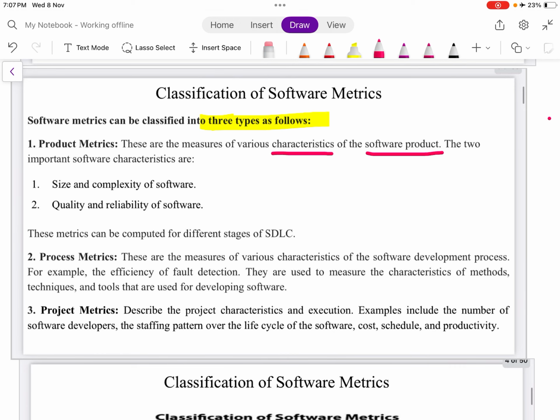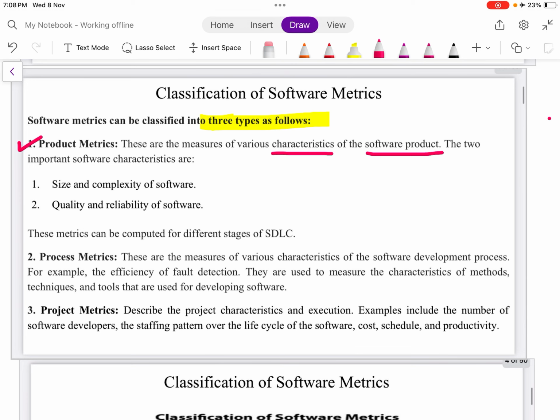What is the size of the software? How complex is the software? What is the quality of the software? And how much is it reliable? These metrics are computed for different stages of SDLC, software development life cycle.